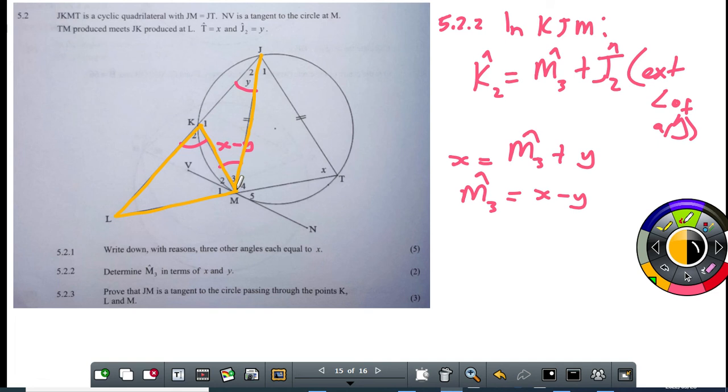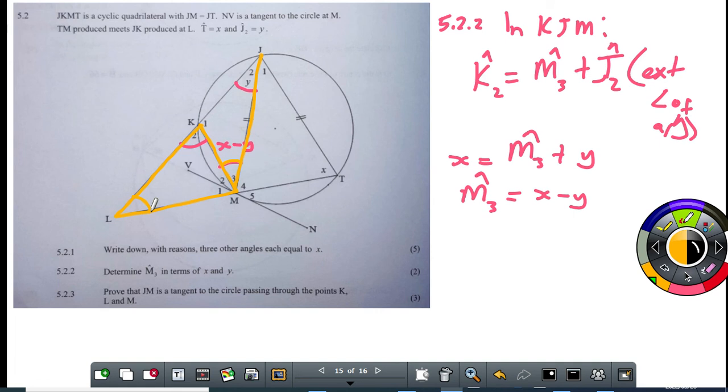Yeah, if you don't know that, then you'll never be able to do a question like this. Remember, I told you that there are two ways of proving that a line is a tangent. If a line is perpendicular to a radius or a diameter, then that line is a tangent. If a line is such that it has an angle which is equivalent to an angle inside the triangle, like in this case here, the angle we want to prove is M3 must be equal to angle L. Okay, that's the goal. If M3 is equal to angle L, then we can say therefore JM is a tangent.